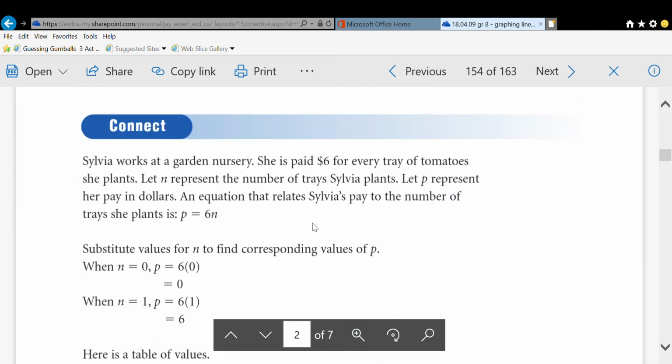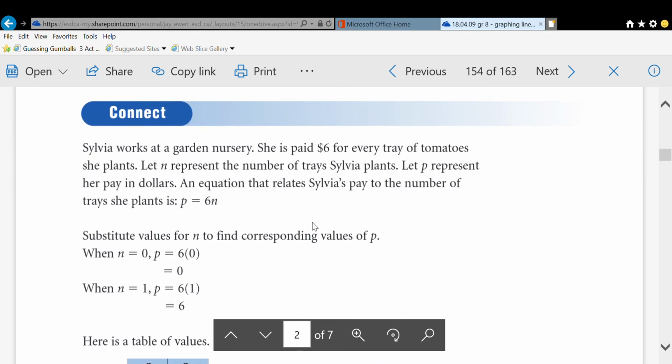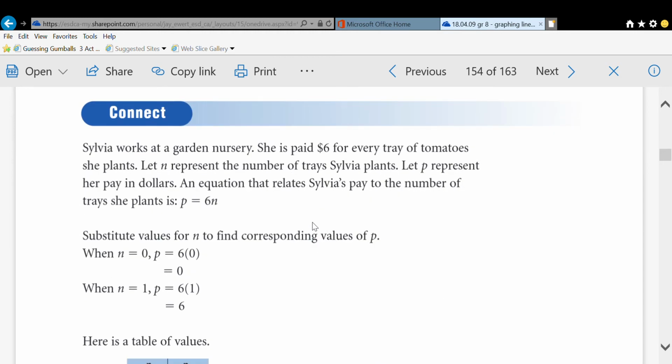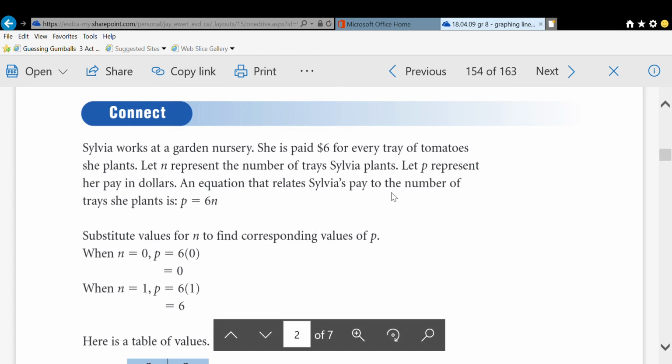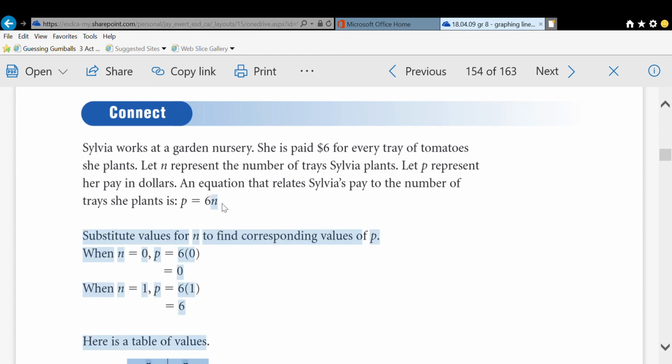Moving forward, last week we were trying to make data points. So let's take a look at an equation and then how it relates to a table of values. Sylvia works at a garden nursery. She's paid $6 for every tray of tomatoes she plants. It says let n equal the number of trays that she plants and p her total pay. So her pay is $6 times how many trays she plants.